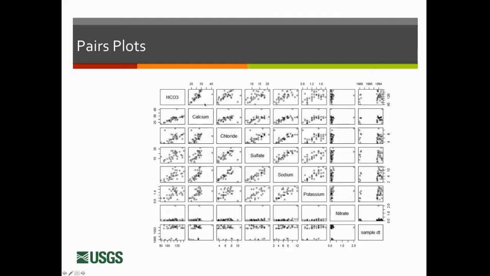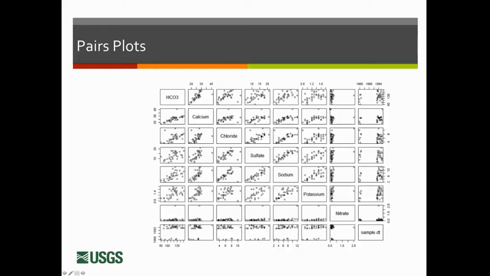In this case, we have calcium on the x-axis, bicarbonate on the y-axis. So as we look at these plots, it can show us those variables that have a strong linear relationship, those that have a more variable relationship, although they may have some tendency as one increases, the other does as well.